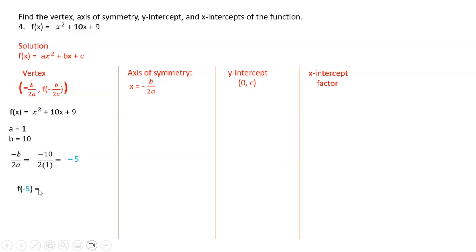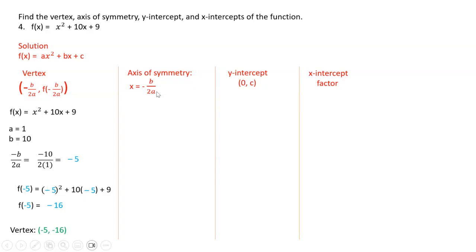Now to find out the y part of the vertex, we're going to evaluate f of negative 5 on the original function, which was x squared plus 10x plus 9. So we're going to plug in negative 5 for every x. This gives us negative 16. So the vertex is (negative 5, negative 16).